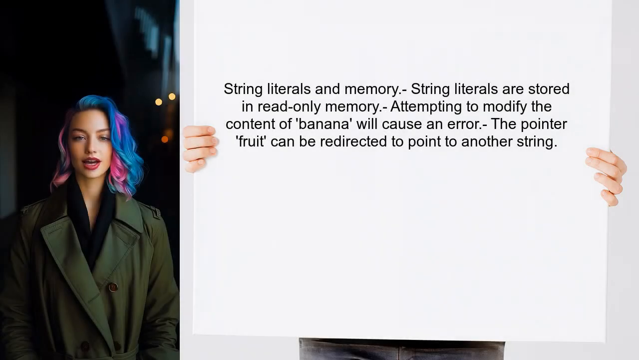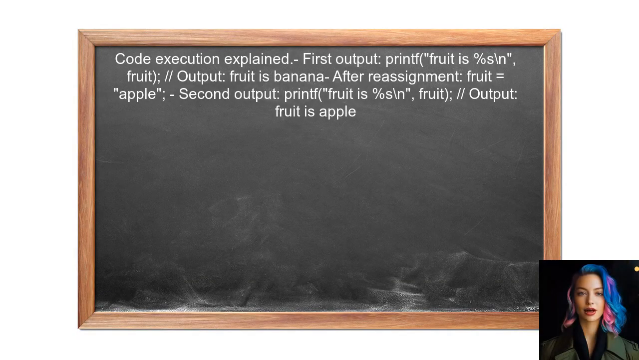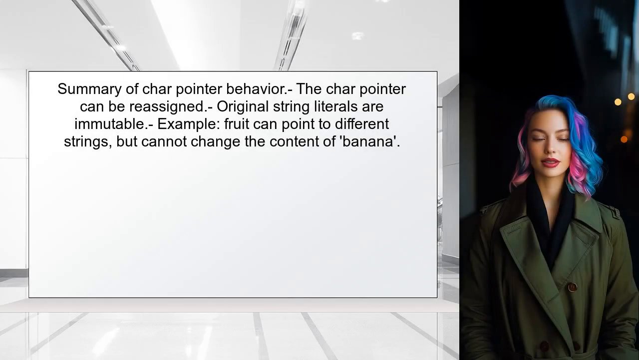String literals in C are stored in a read-only section of memory. This means that the content of the string itself cannot be modified. However, the pointer can be redirected to point to a different string. When the user runs the code, the first print statement shows fruit is banana. Then, when the user assigns fruit to point to apple, the pointer now references a different string. In summary, the user has not misunderstood the concept.